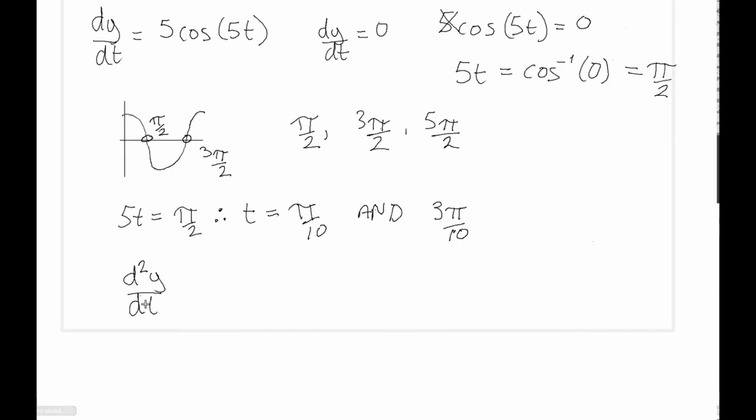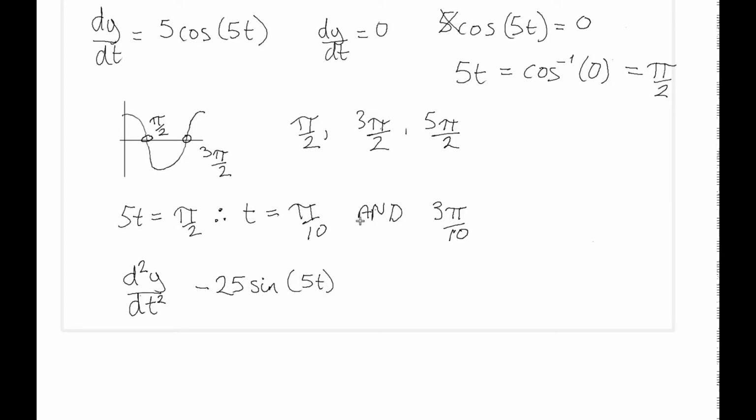So f''(t), make sure I use the right terms. If I differentiate this again, to double differentiate it, I'm going to get minus 25 sine 5t.